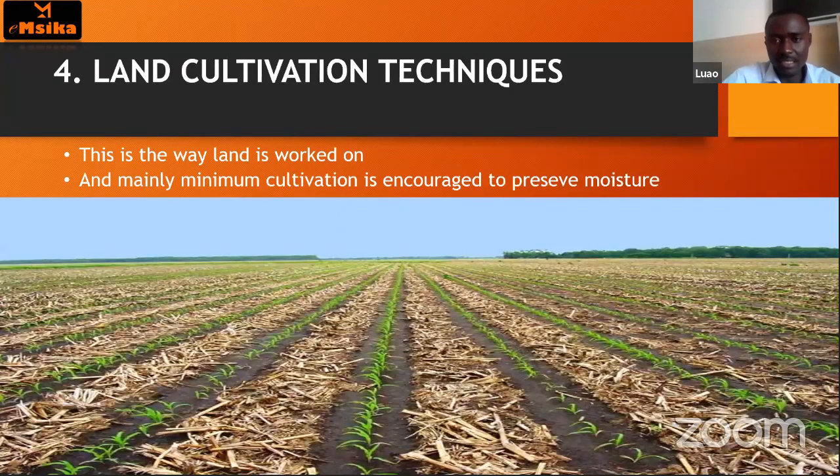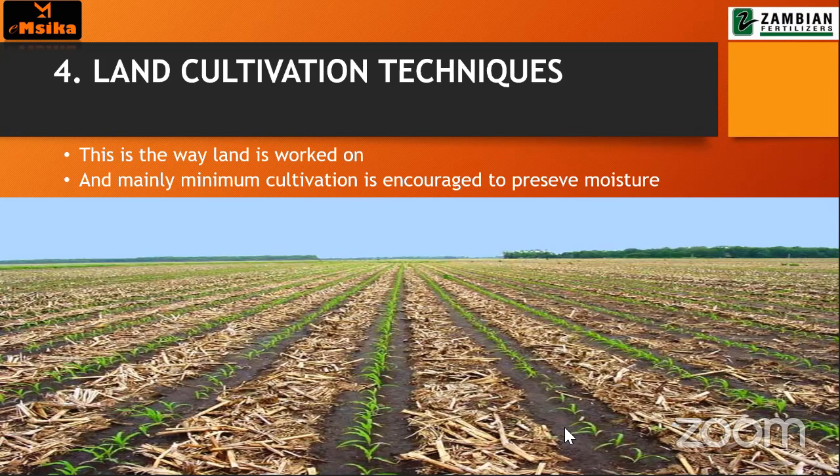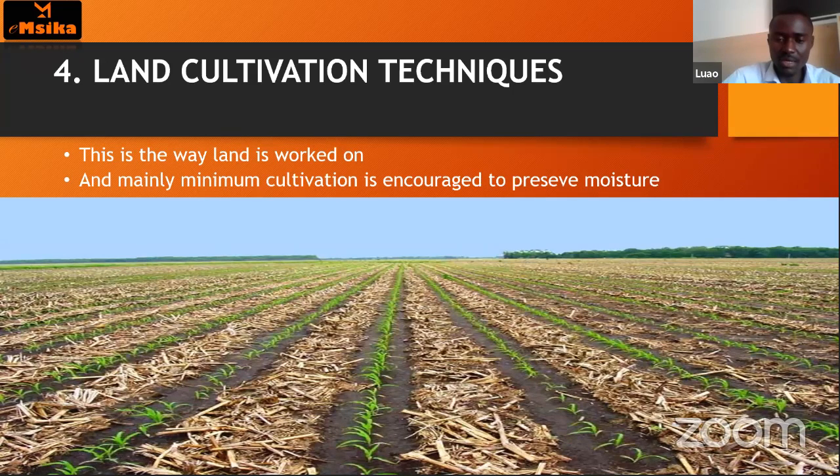The fourth point is land cultivation techniques. Why is this important? I talked about reaping. This is the way land is worked on, the cultivation technique. Mainly, minimum cultivation is encouraged to preserve moisture. This goes for maize and even other crops. It's very important to only disturb the soil where you're going to plant your crop. So what usually happens here are the benefits of this kind of conservation, conserving the soil.